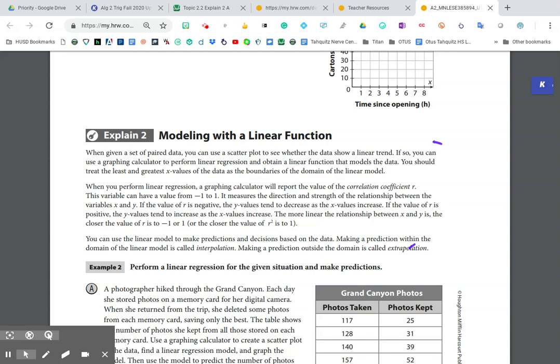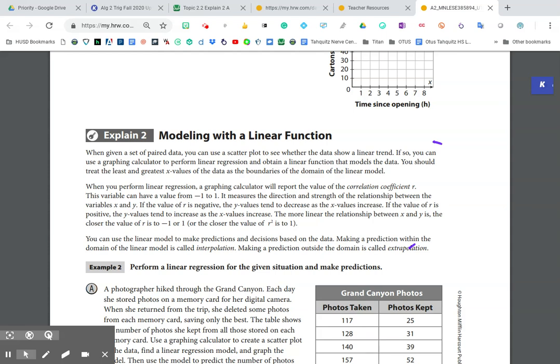When given a set of paired data, you can use a scatter plot to see whether the data show a linear trend. This is what we were doing in task 2 with the colleges in unit 1. So this will hopefully help you reinforce that if you didn't completely understand it. If you can use a graphing calculator to perform a linear regression and obtain a linear function that models data, you should treat the least and greatest x values of the data as the boundaries of the domain of the linear model.